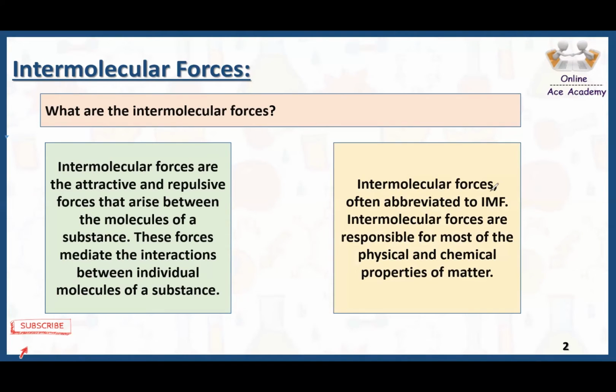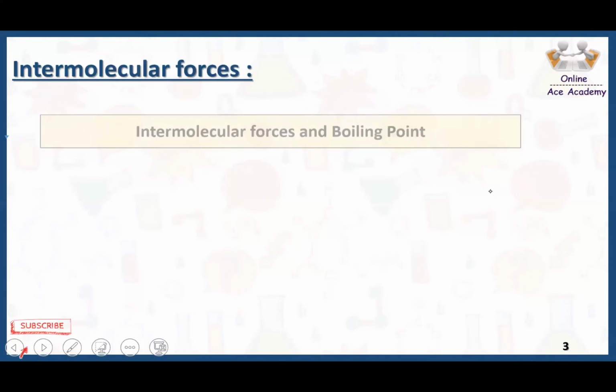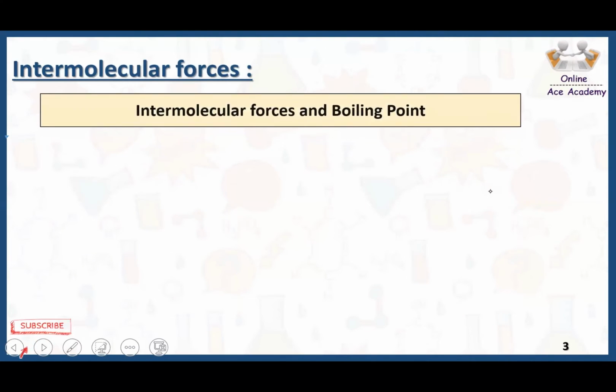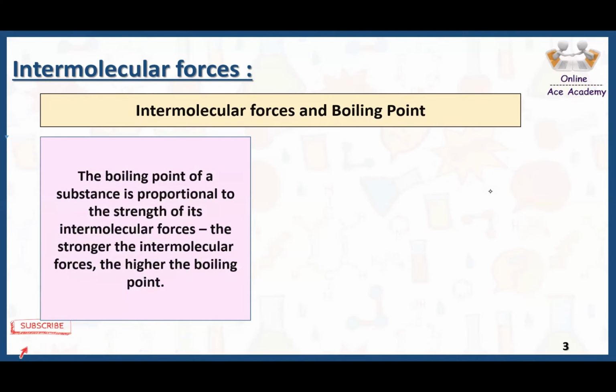Say, for example, boiling point, we have melting point, density. As we just discussed, intermolecular forces are responsible for the physical properties, and boiling point is one of them. So, intermolecular forces and boiling point have a relation. The boiling point of a substance is directly proportional to the strength of intermolecular forces. The stronger the intermolecular forces are, the higher the boiling point is.